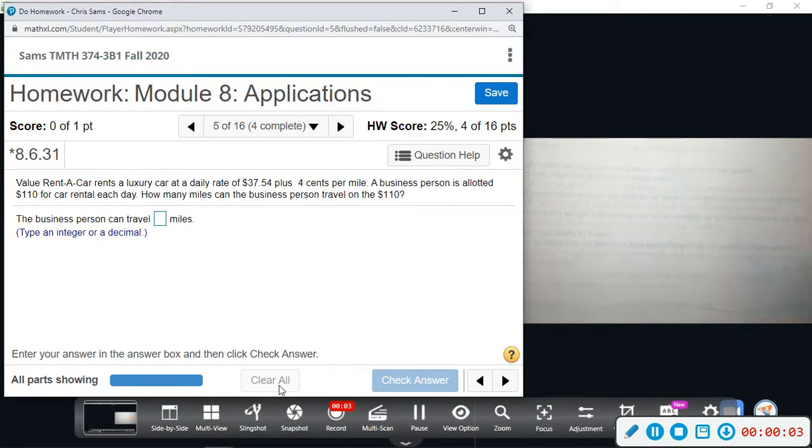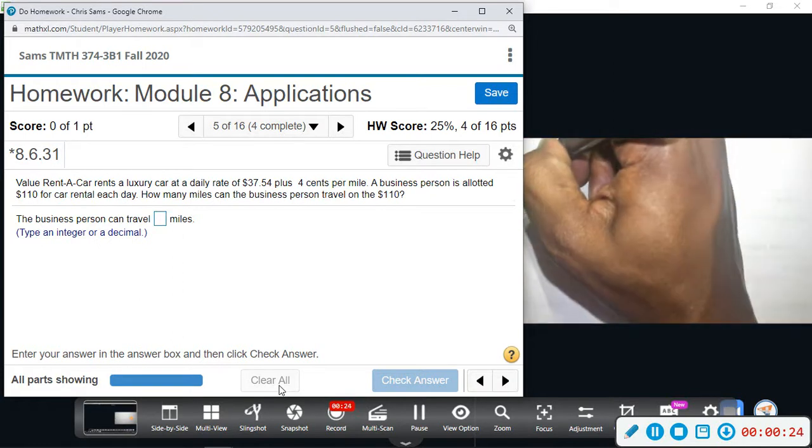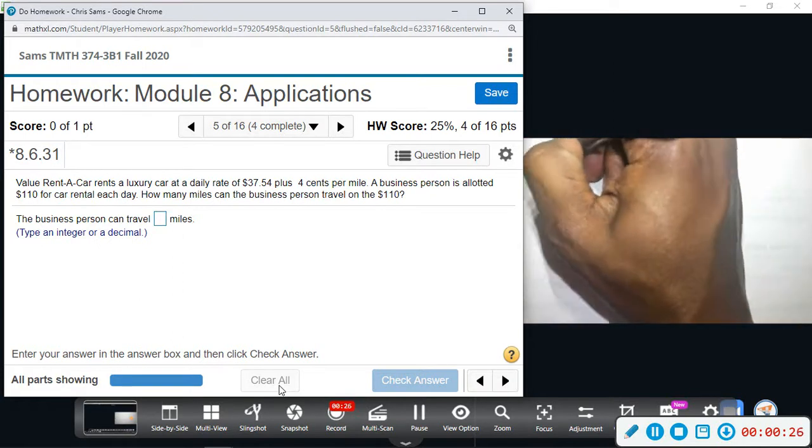Number 5. Value Rent-A-Car rents luxury cars at a daily rate of $37.54 plus 4 cents per mile. A business person is allowed $110 for a rental car each day. How many miles can the business person travel on the $110? Okay, so we're going to write an equation to represent this scenario.